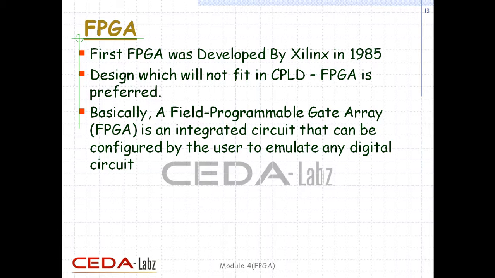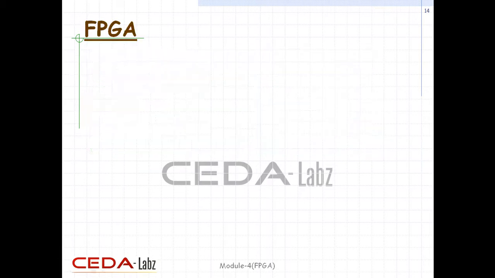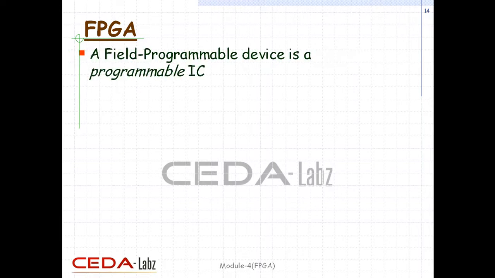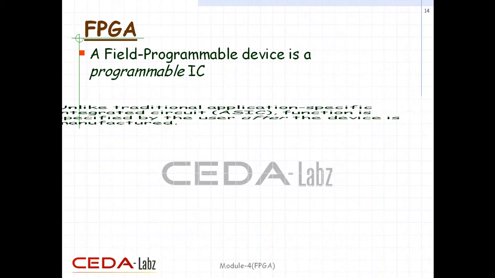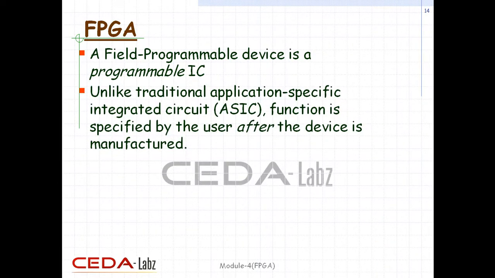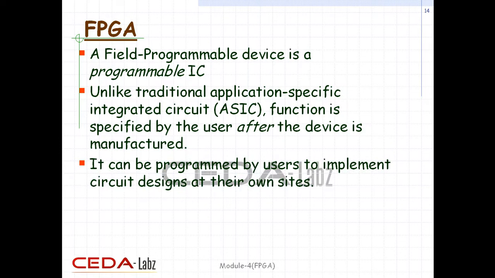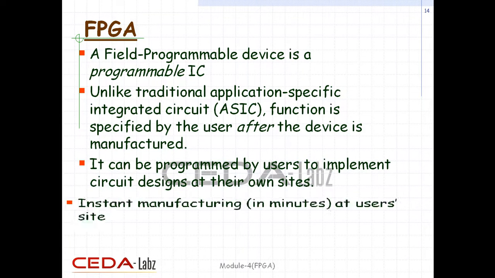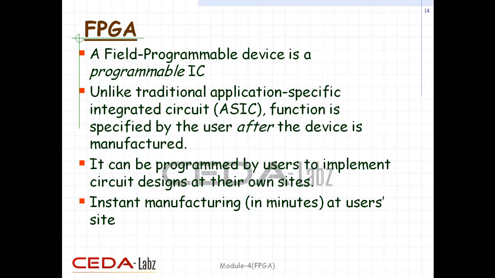Any digital circuit can be implemented in an FPGA. FPGA is a type of programmable IC. It is a type of ASIC, but it is different from normal ASIC. In traditional ASIC, the function is specified during manufacturing, but in FPGA the function is specified by the user after the manufacturing. Basically, it is programmed by users to implement circuits at their workplace. Also, the programming time of FPGA is very fast, sometimes a few seconds or minutes, as compared to traditional ASIC.